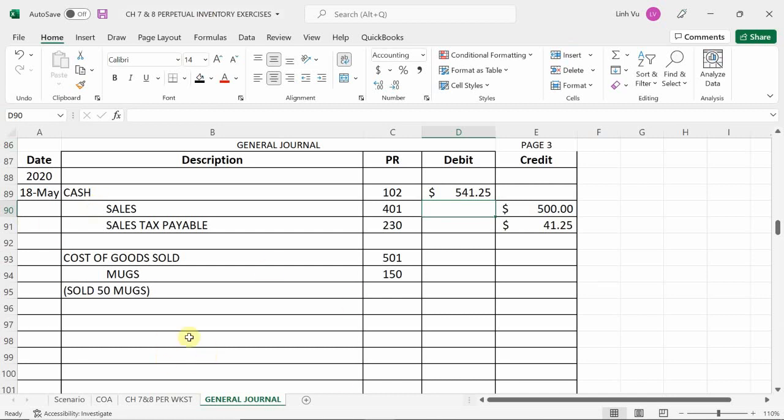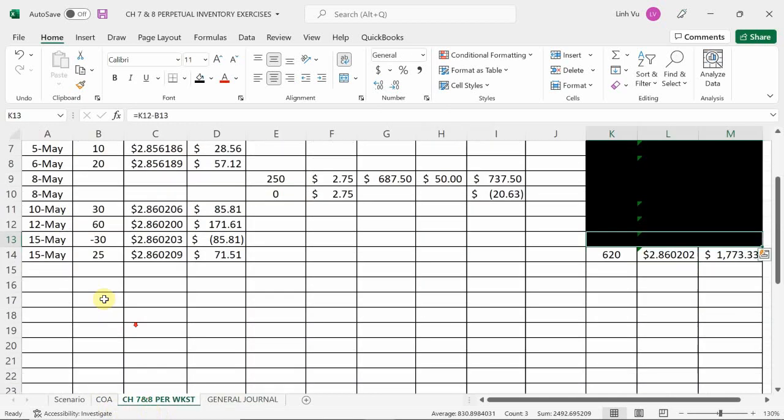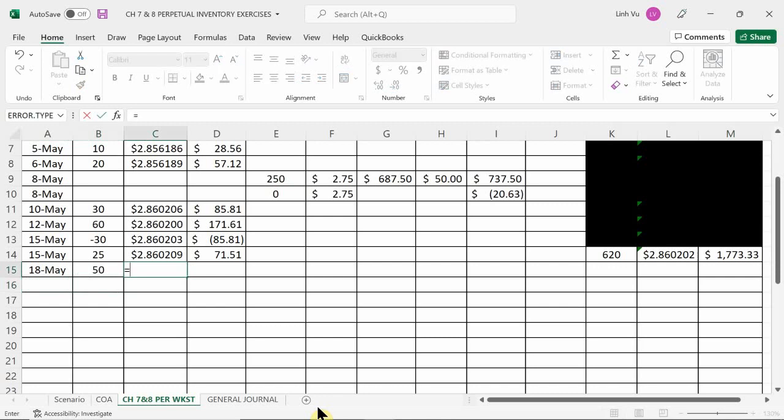And now I need to go ahead and adjust my inventory for those 50 units. So, inventory worksheet once again. We end up selling on May 18, 50 units. Right now, my average cost per item is still that $2.860202, okay? Which is going to give me now a total cost of goods sold to be $143.01. So in this case, that's what it cost me to sell 50 of those items, okay?